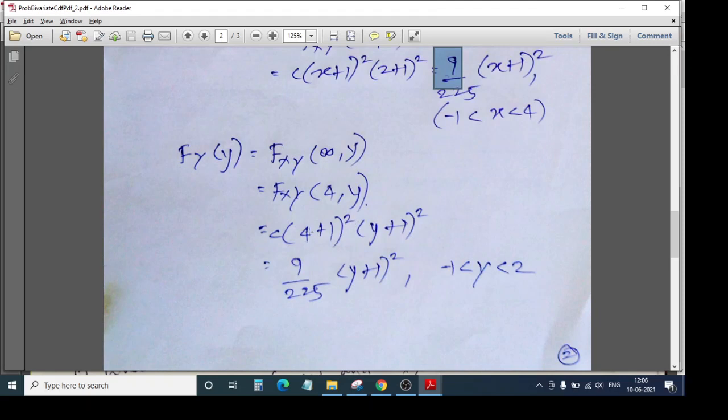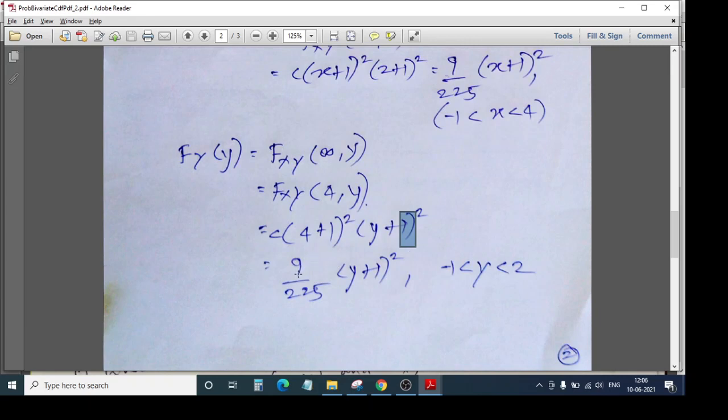Next we'll come here. So infinity comma y. So maximum value of x is what now? 4. Y is kept as it is. So again using the equation, we know that this is x plus 1 the whole square, where the value of x is 4, and this is y plus 1 the whole square. Y is kept as it is.